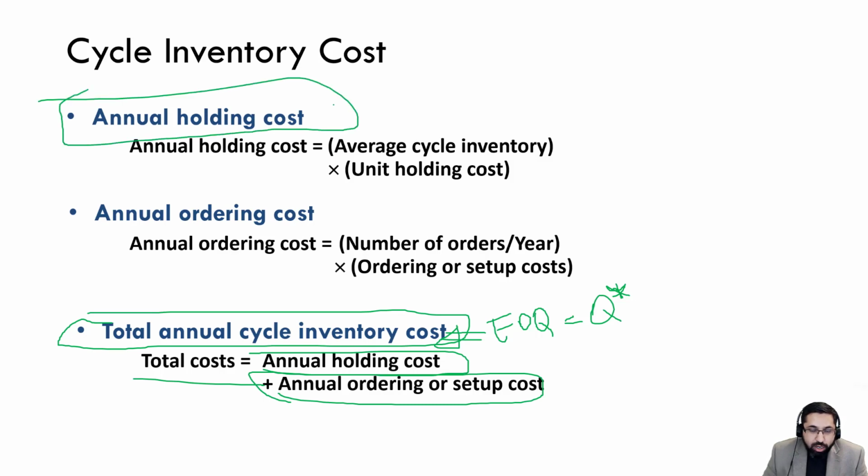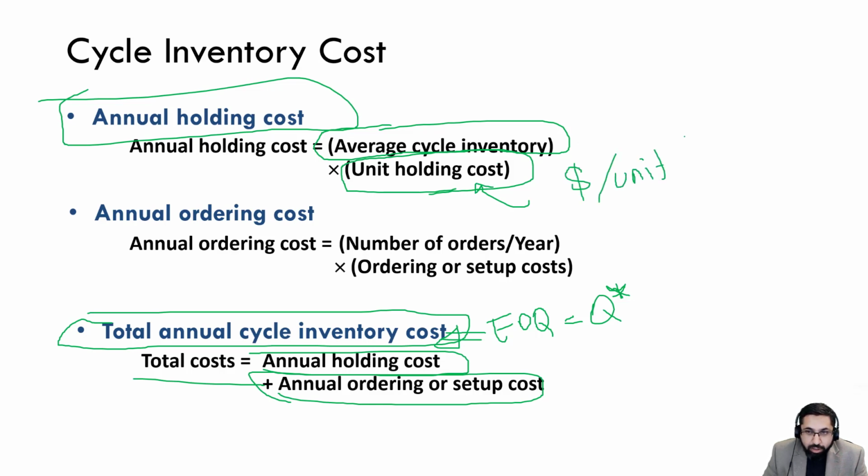So what is the holding cost? Holding cost increases or decreases based on your average inventory level. It is the average amount of inventory you have, cycle inventory, times how much it costs you to hold one unit of inventory for one year. Unit holding cost is dollars per unit per year. So if your unit holding cost is $2, that means you spend $2 to hold one unit of inventory for one year. It's based on your storage cost, material handling cost, warehousing cost, things like that.